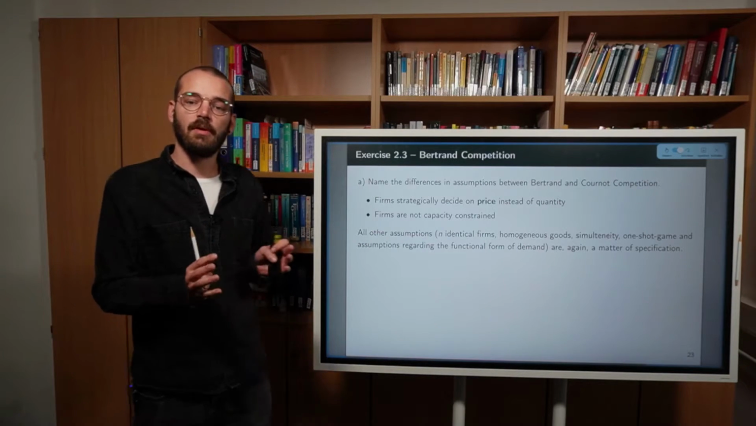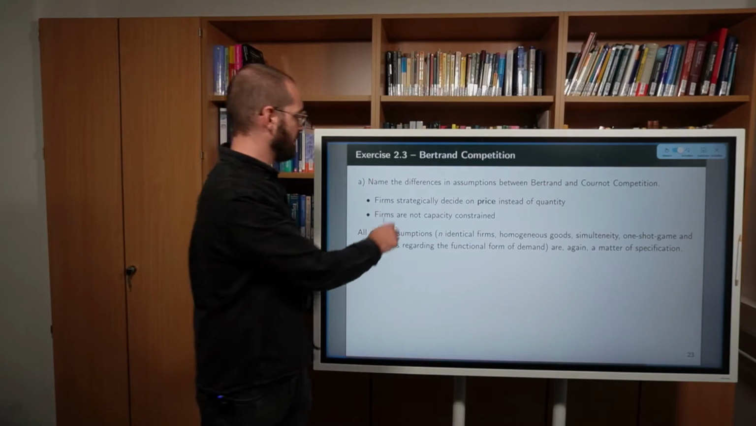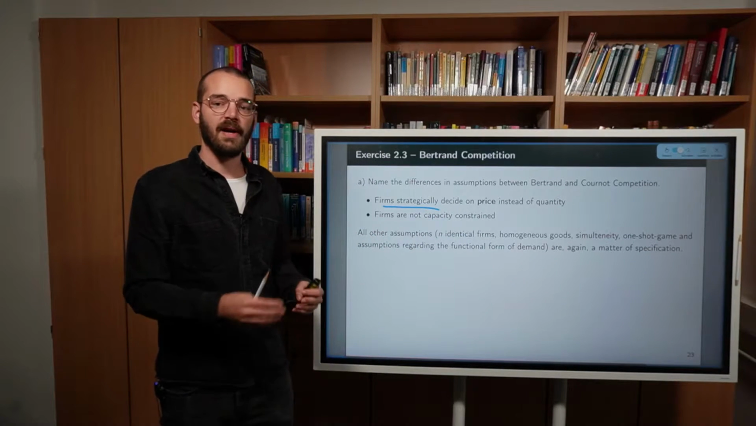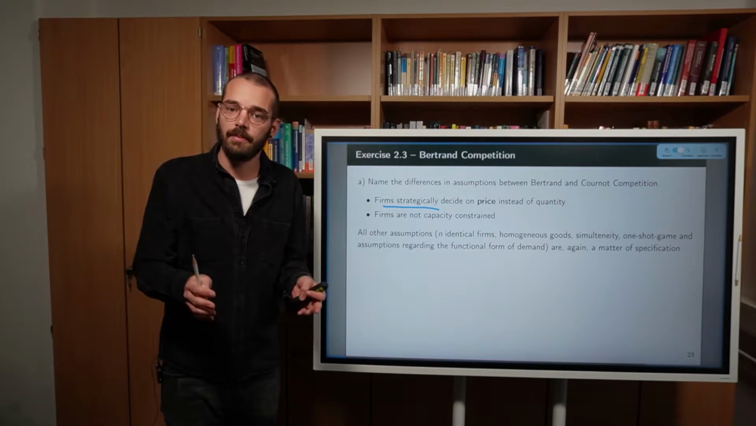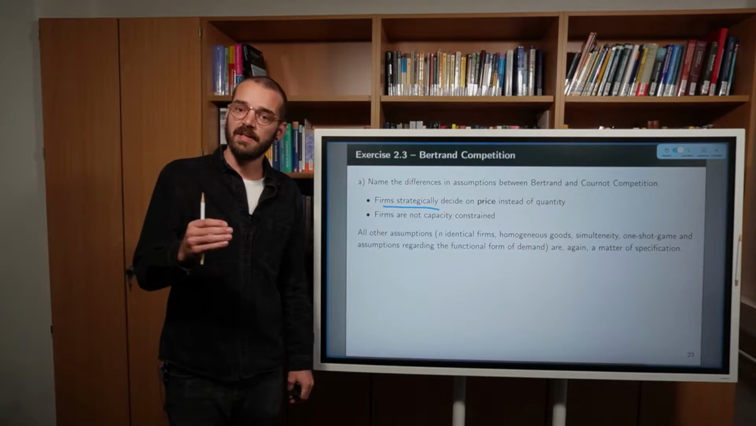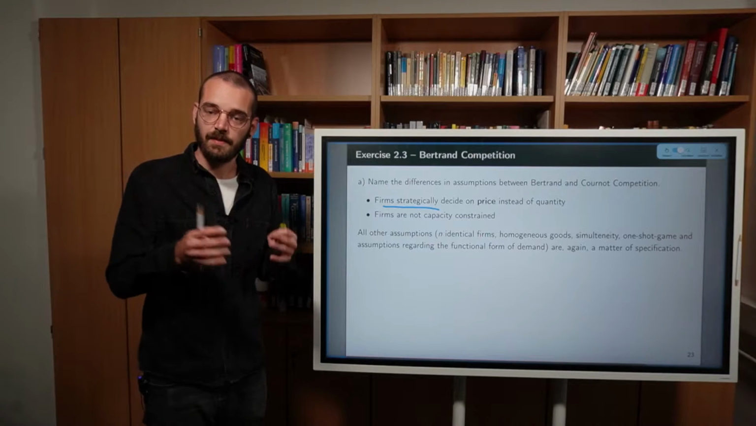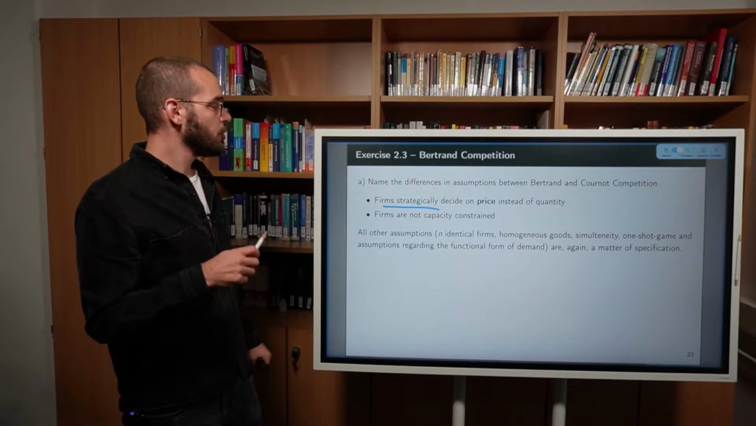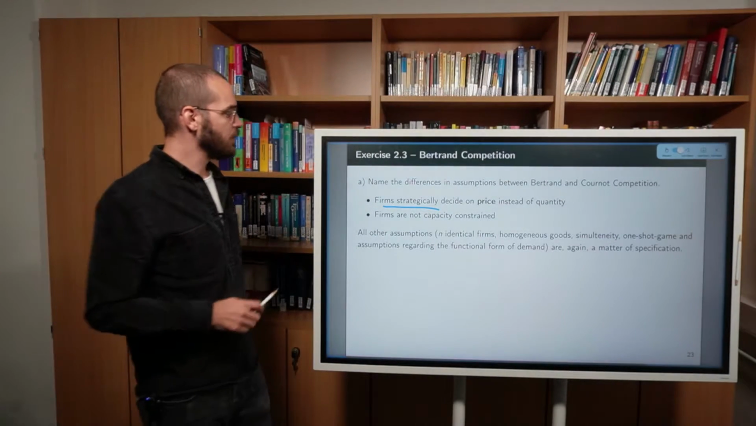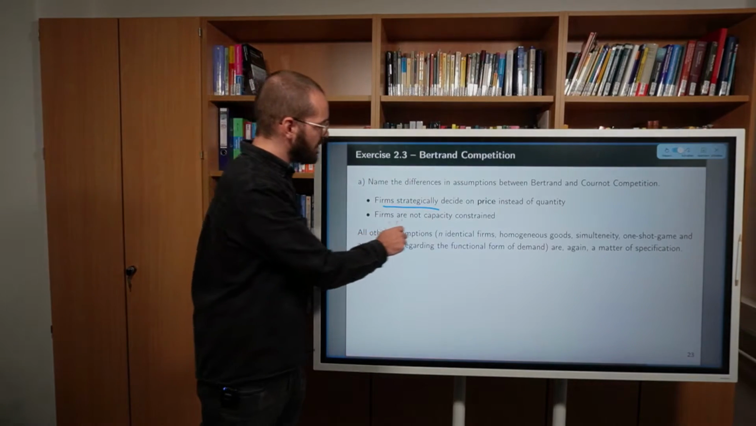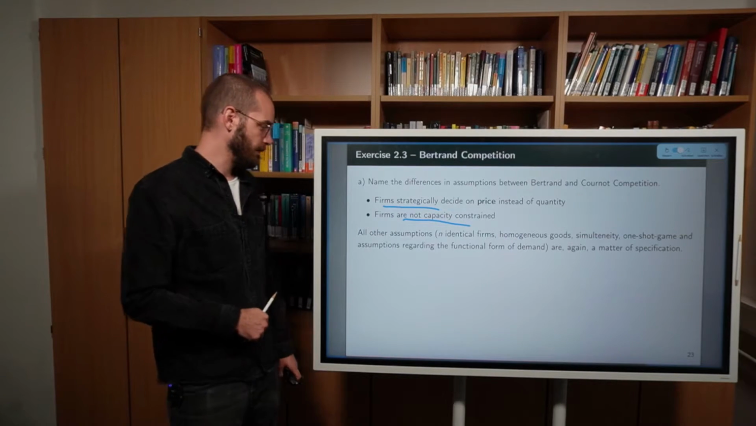Well, the most decisive difference is that in Bertrand competition, by assumption, firms strategically decide on the price instead of the quantity. So we previously saw that in Cournot competition, firms decide on the quantity as their strategic parameter. And now in this Bertrand model, in contrast, firms will choose the price as their strategic variable. All right. In addition, we need one more assumption, and that is that firms are not capacity constrained. And we will see in a minute why this assumption is crucial.